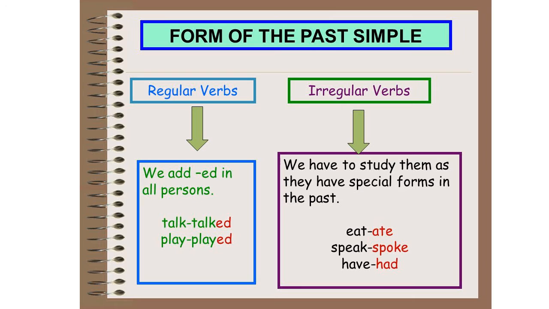Don't forget that previously we learned that we have two kinds of verbs. We have the regular verbs and the irregular verbs. For regular verbs, for example, we can say in present talk and in past talked. Play, present, played, past. For irregular verbs, we have to study them as they have special forms in the past, okay? They change a lot. So for example, in present we say eat, but the past is ate. Speak, spoke. Have, had. They change, okay? They completely change. They don't have a rule like regular verbs.